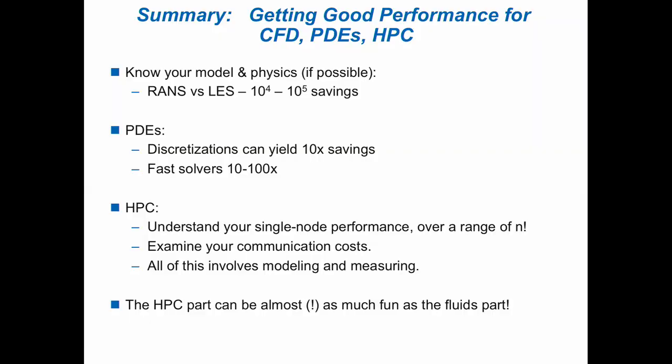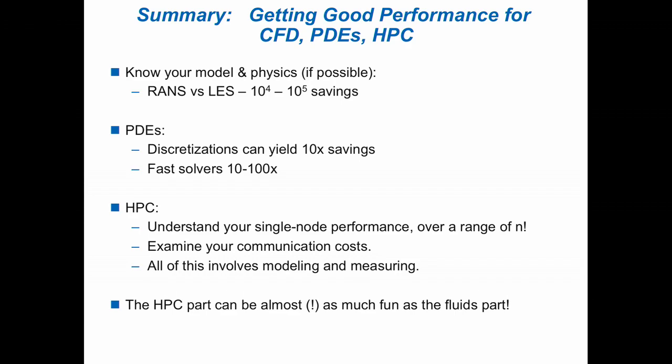We're interested in getting good performance for CFD, PDEs in general, and HPC. It definitely pays to know your model and your physics, if possible. I mean, RANS versus LES, a factor of 10 to the 4th. It's not to be trifled with. For PDEs, the choice of discretization can yield up to an order of magnitude savings. Fast solvers, we didn't talk too much about, can get a factor of 10 to 100. In fact, for our piston case, I think we can still get another factor of 10 out of there. We're not as low as we'd like to be. Maybe a factor of 5.